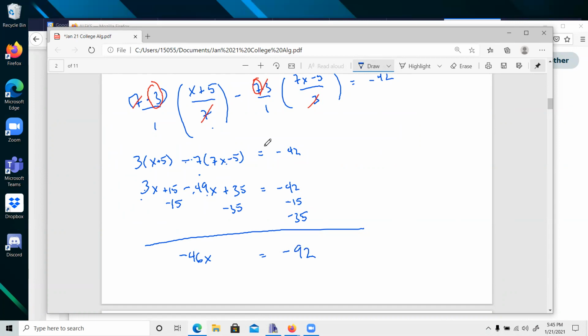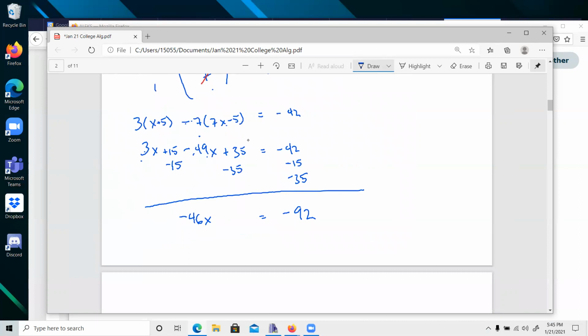All right. It's almost done. Just going to divide both sides by -46. Divide both sides by -46. And I believe we're going to get x by itself. Negative on negative, that'll cancel. And I believe 2 times 46 will give me 92. So we're just going to end up with a 2 here. Right? And then you're done. You're solved.